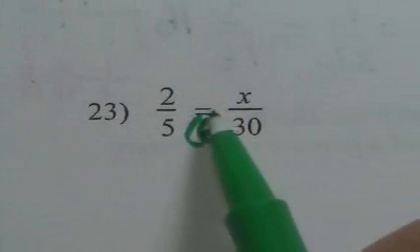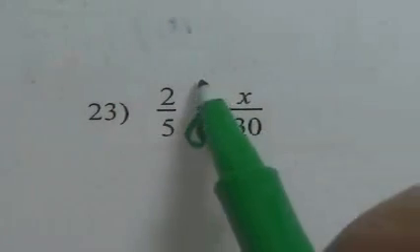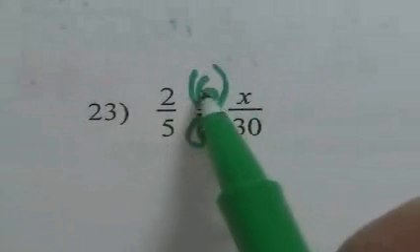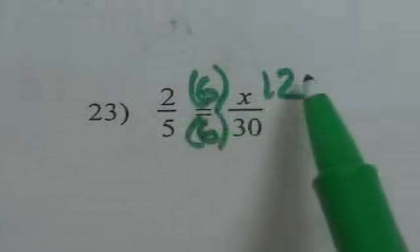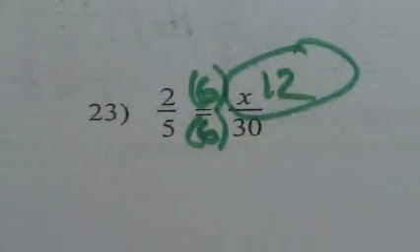Okay, you notice that 5 times something is 30. 5 times 6 is 30. Right? So I'll just multiply the top by 6. 2 times 6 is 12. 5 times 6 is 30. 2 times 6 is 12. The answer is 12. X is 12.